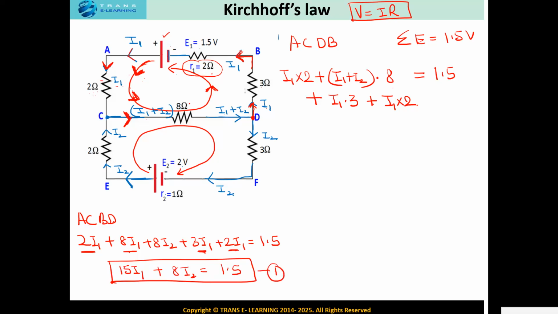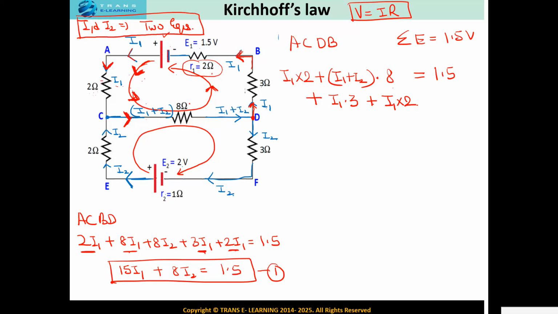Now one confusion comes: how many equations should we take? As I have told you earlier, the number of equations is based on the number of currents you have. Here you have two currents, I1 and I2, so you are going to consider only two equations. If there were three currents, you should have considered three equations only.